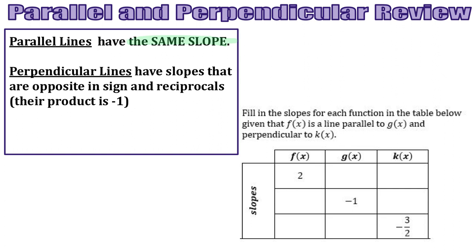So they are exactly the same. They both have a slope of 2. They both have a slope of negative 15. Perpendicular lines have 2 things about them that make it significant.